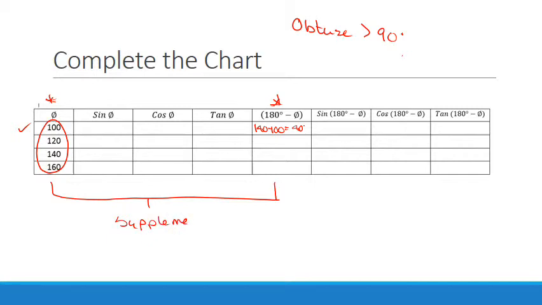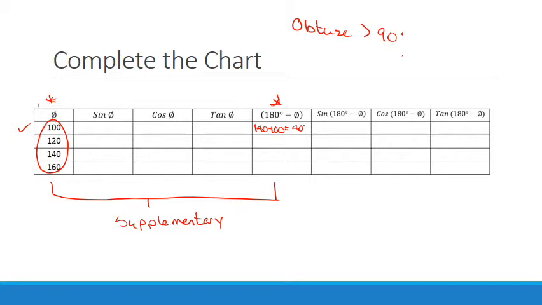So the properties that we're going to look at today have to do with supplementary angles. So if the angles aren't supplementary, then these properties won't apply. If the two angles add to 180, then these properties will apply. All right, let's actually start now with this chart.